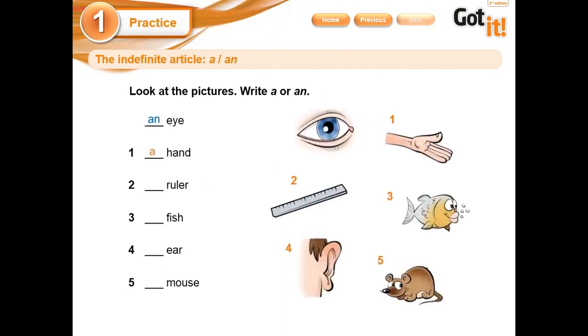Very nice. Here I have more exercises for you. Number one, a hand. Two, yes, a ruler. Three, I want to listen to you. Quiero escucharlos. Vamos a suponer que estamos en vivo. Come on. Yes, a fish. Four, an ear. Yes. And five, a mouse. A mouse. Very nice.